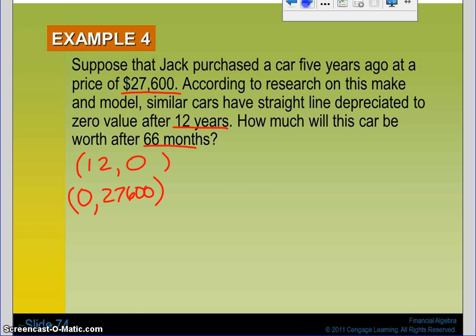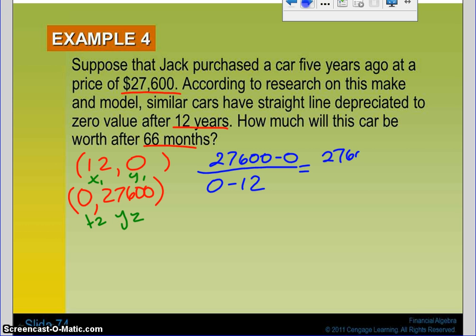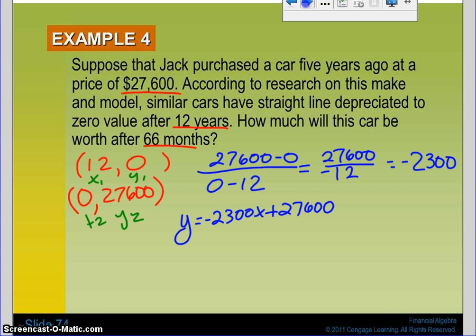We're going to go ahead and label x1, y1, x2, y2, and then plug it into the equation. 27,600 minus 0, all over 0 minus 12, gives me 27,600 over negative 12. When I divide that, I get a slope of negative $2,300. So my equation is y equals negative 2,300x plus that new car value of 27,600.